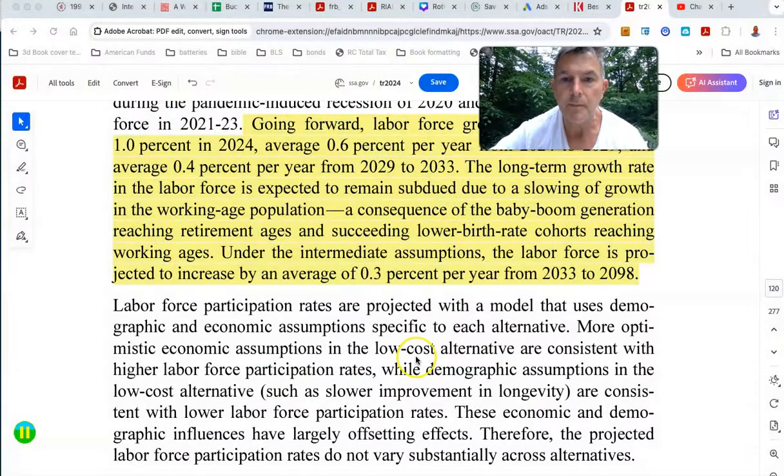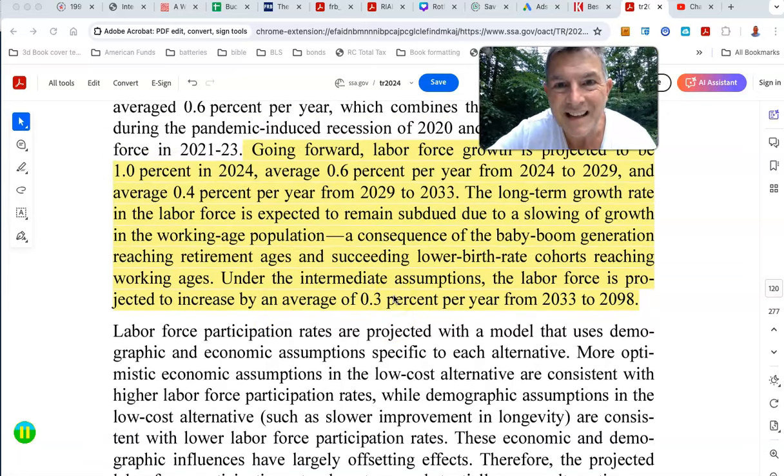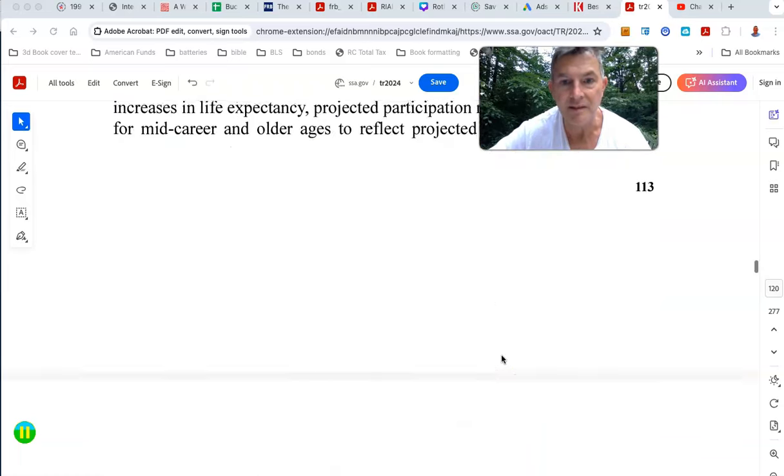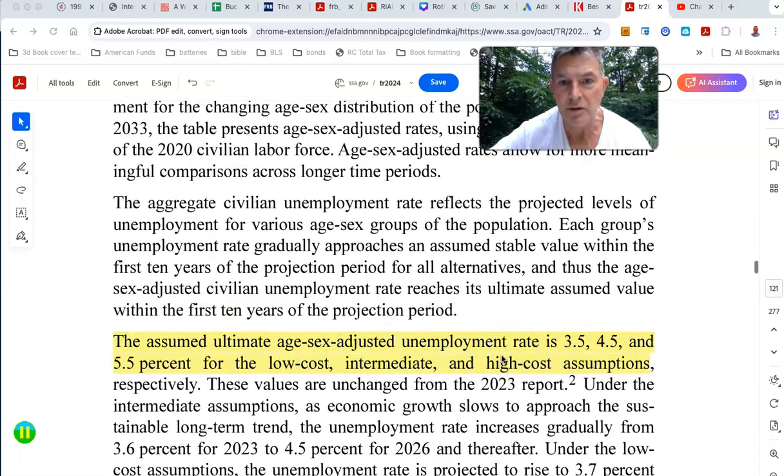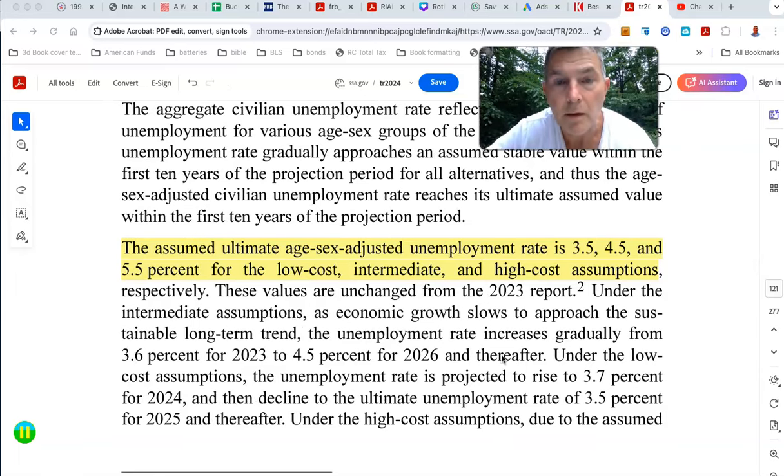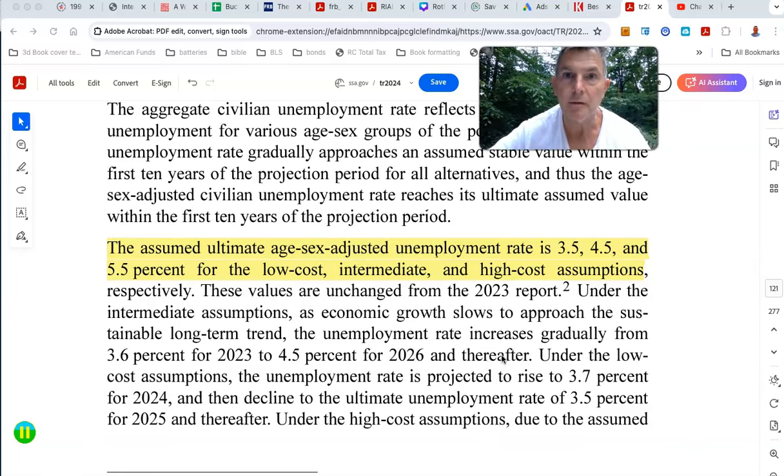Push them out, man. Under the intermediate assumptions, the labor force is projected to grow by an average of 0.3% a year. 0.3 from 2033 to 2098. That's a bad thing. But the immigration is going to fix it. No one ever voted on that. Why don't we just have native-born Americans from your own getting jiggy with your wife, huh?